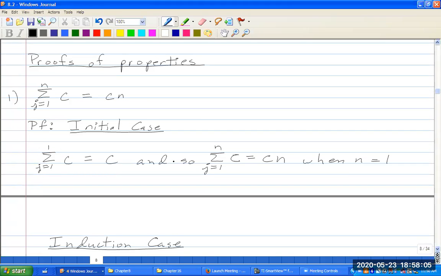Okay, so let me actually show you that these properties for series are true. And so the first one, the sum k equaling 1 to n of c equaling c times n. So let's do the initial case.